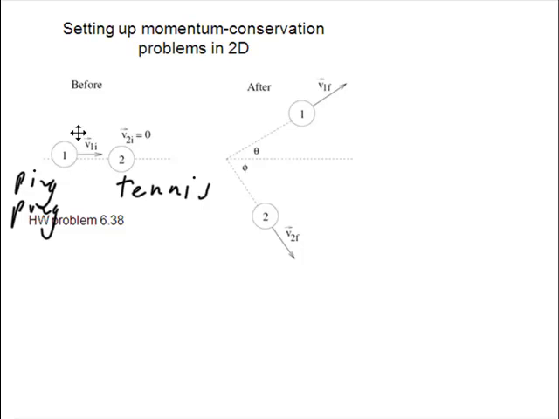Going between these two extremes of missing the tennis ball completely and hitting and bouncing backwards, we have the possibility that the ping pong ball deflects off to the side. The further the ping pong ball deflects, the more energy, the more momentum it gives to the tennis ball. As a result, the more energy the tennis ball picks up, and the more energy the ping pong ball has to lose.